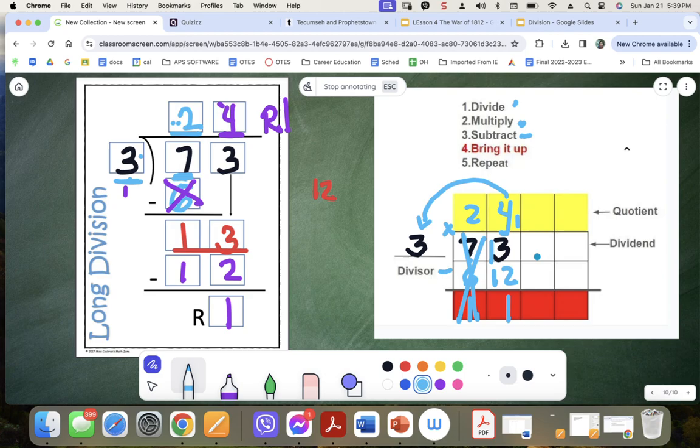But we don't have any numbers here. So we don't bring it up and we just leave it alone. And that will be our remainder. If we cannot bring up a number, that means that number is our remainder. Okay? So that will be 24 remainder 1, which is the same thing with this other one.